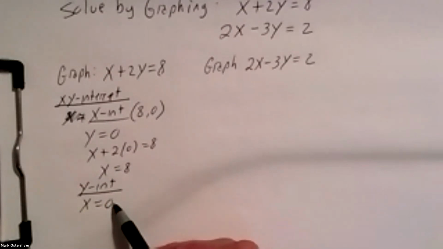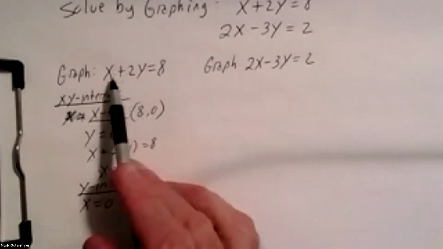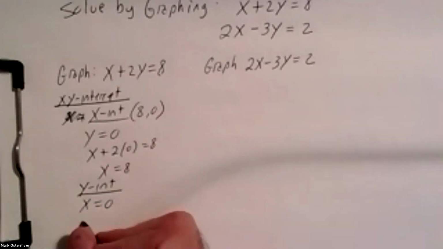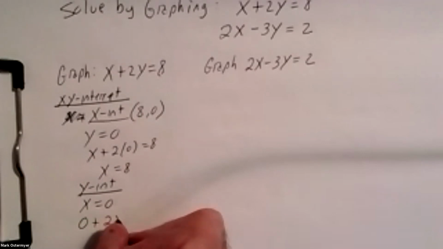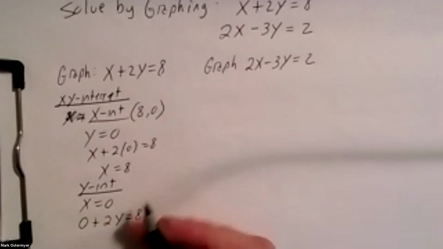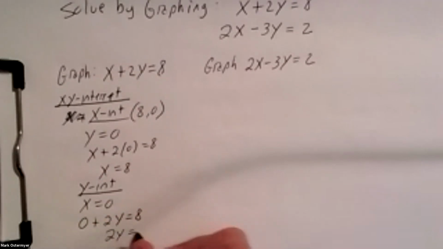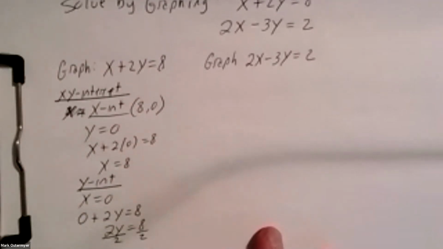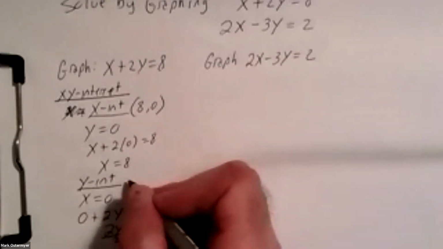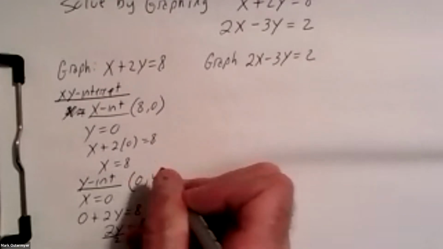So we're going to take 0 and substitute it in for the x variable. Our equation becomes 0 plus 2y is equal to 8, where 2y is 8. Then we divide both sides by 2. This implies that y is equal to 4. 8 divided by 2 is 4. So my y-intercept is the ordered pair (0, 4).